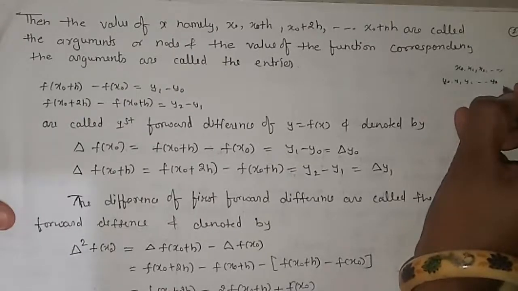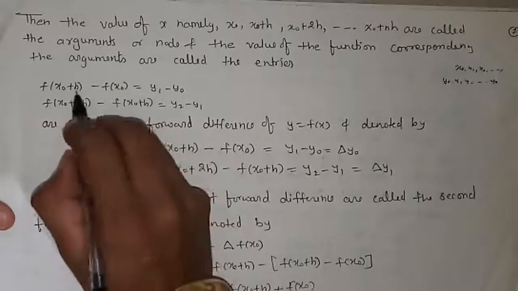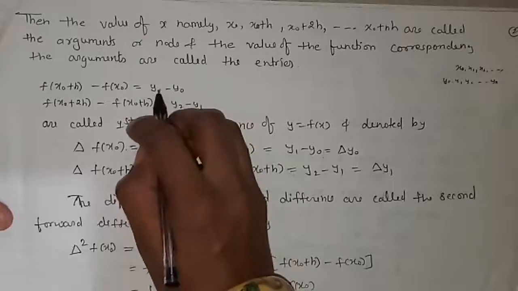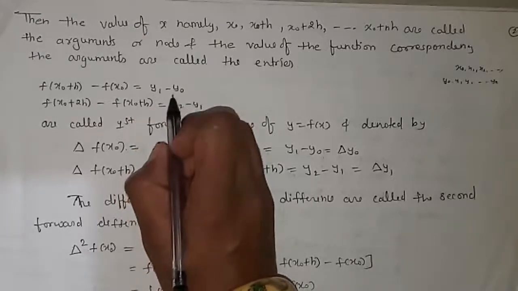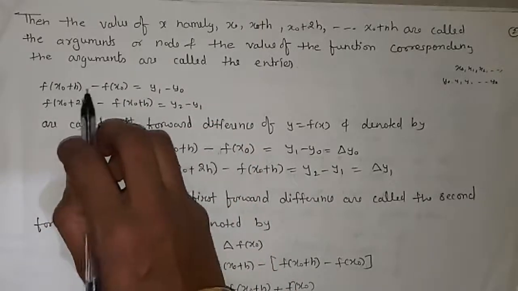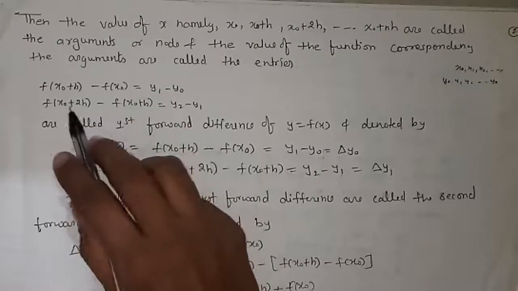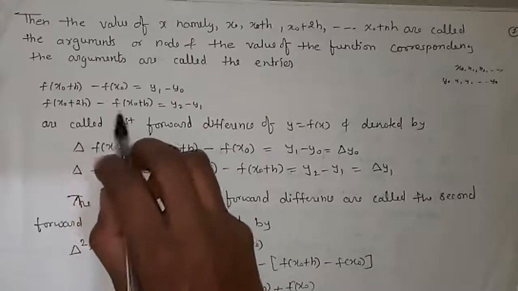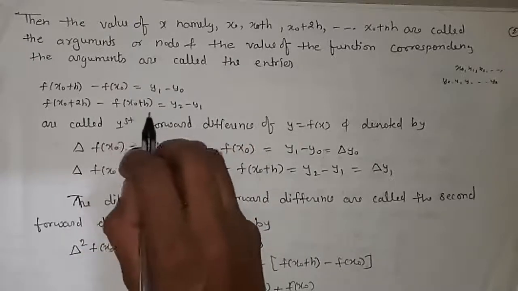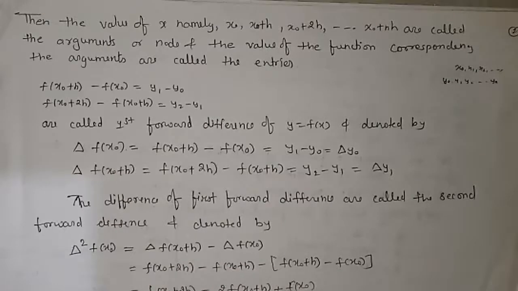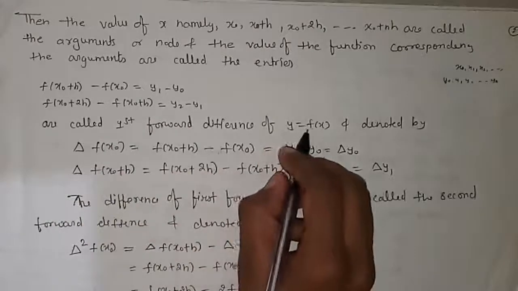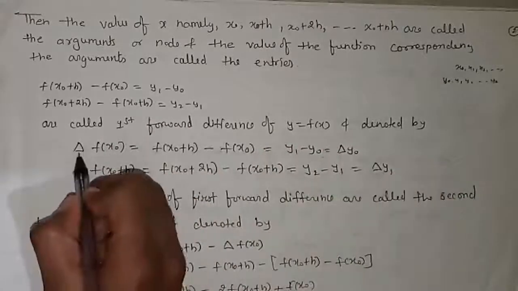These are called entries. So if we find the difference of the first two entries, obviously here we will find the difference of y1 and y0. So y1 minus y0 is nothing but f of x0 plus h minus f of x0. Similarly, f of x0 plus 2h minus f of x0 plus h is nothing but y2 minus y1. This type of difference, in which we are subtracting the present value from the coming value, is called the first forward difference of y equal to f(x) and is denoted by delta f of x0.